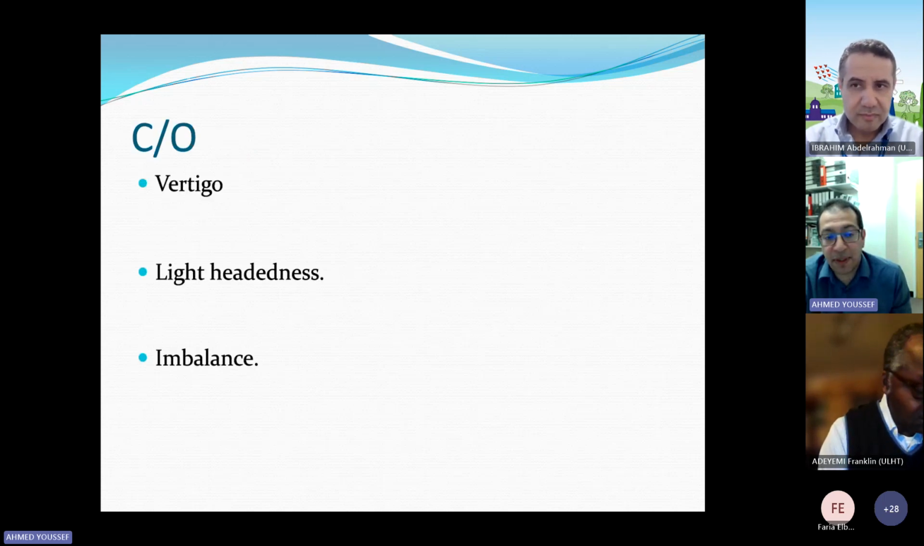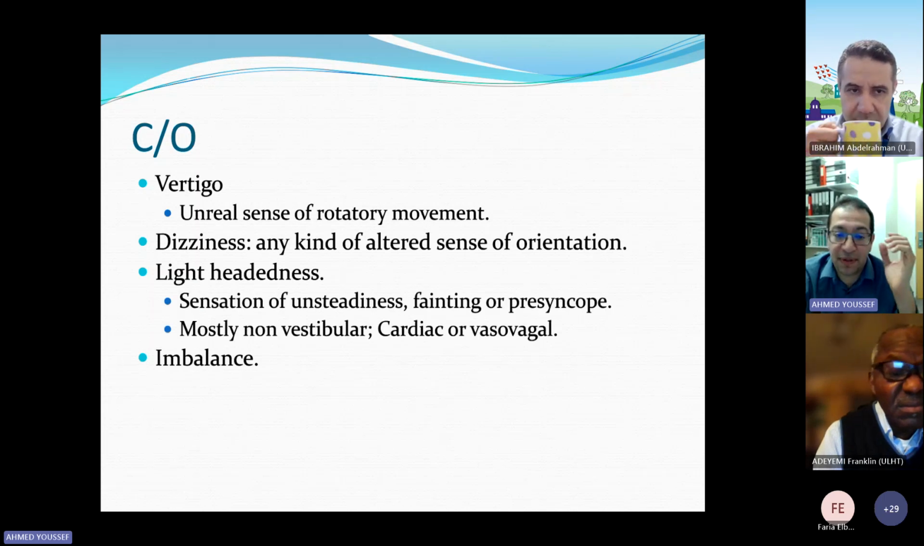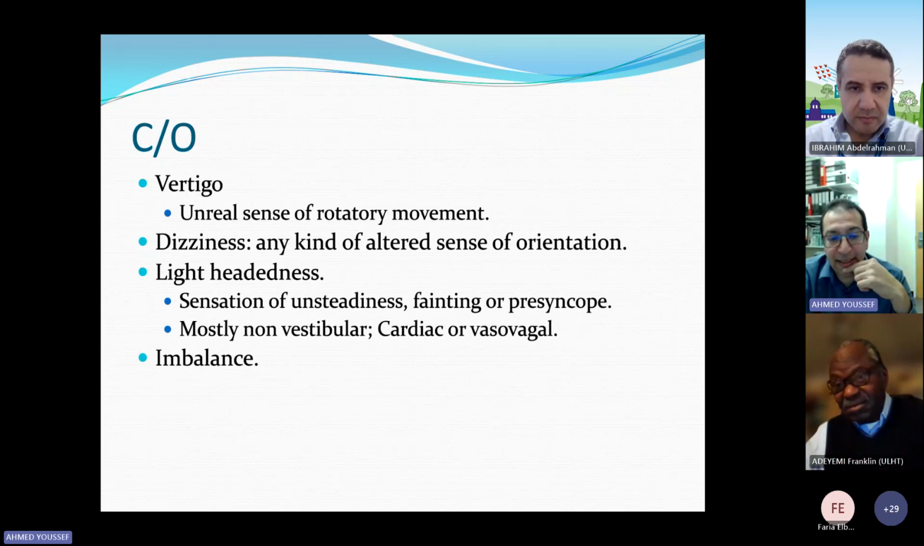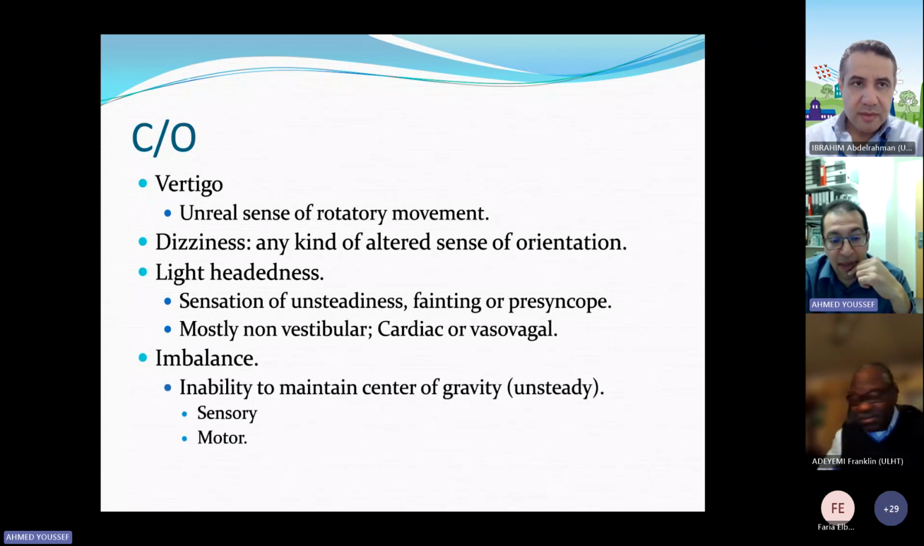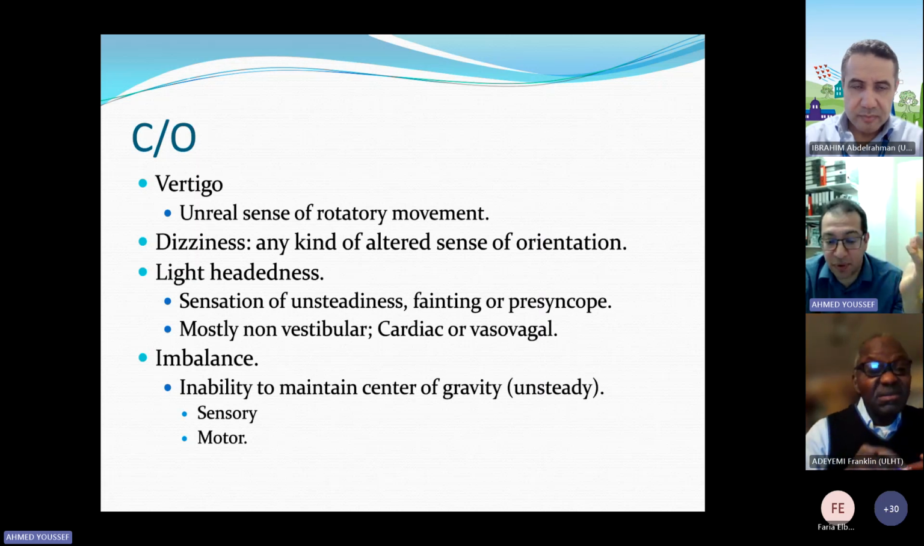First of all, the patient comes in complaining of dizziness. There are definitions: vertigo is an unreal sense of rotatory movement; dizziness is any kind of altered sense of orientation; lightheadedness is a sensation of unsteadiness, which could be fainting or pre-syncope. Lightheadedness is mostly non-vestibular and could be cardiac in origin. Imbalance is the inability to maintain the center of gravity. Imbalance could be sensory, because there is a problem in the vestibular system, but it could also be motor, for example if the patient has musculoskeletal problems.